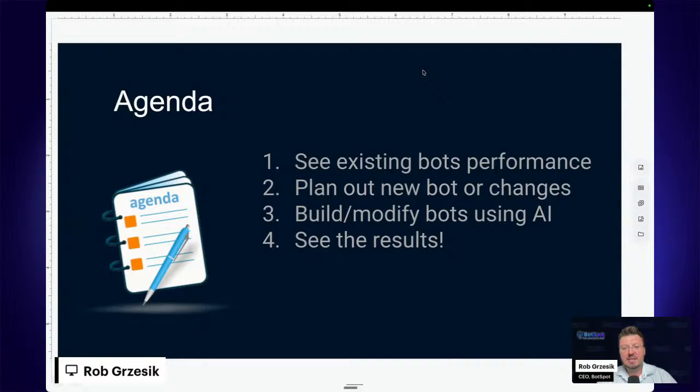All right, so we'll see the existing bot performance. Second, we'll plan out some new bots. We'll either come up with changes for the existing one, or plan out some new bots to trade with you guys. If you have ideas for bots you want to create, or think of ways that could hopefully make me some money, let me know. All the bots that we create are going to be live on our marketplace, so you will be able to run them as well, if that's what you're looking to do.